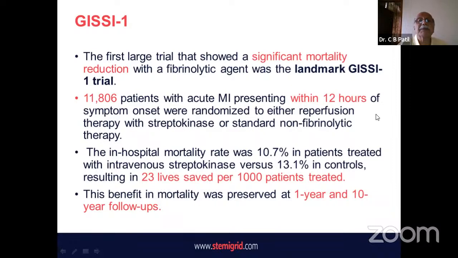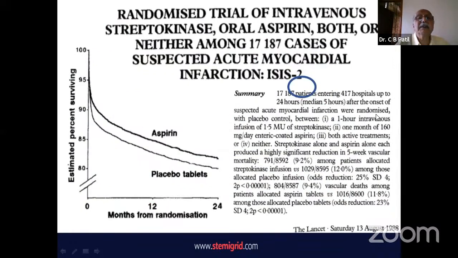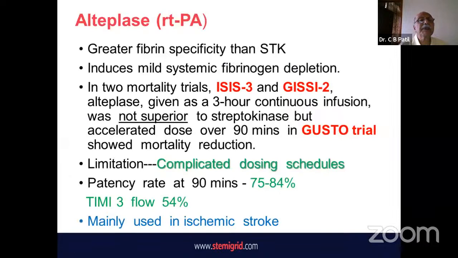Very, very important. Similarly, in the ISIS-2 study also, streptokinase along with aspirin, lives saved was almost to the extent of 42%. And in alteplase, with this rtPA, greater fibrin specificity than streptokinase induces mild systemic fibrinogen depletion. And these are the two studies in two mortality trials, ISIS-3 and GISSI-2.